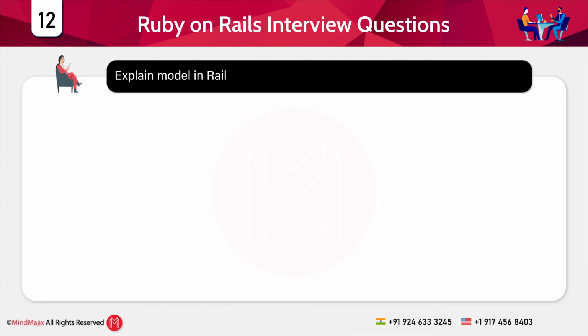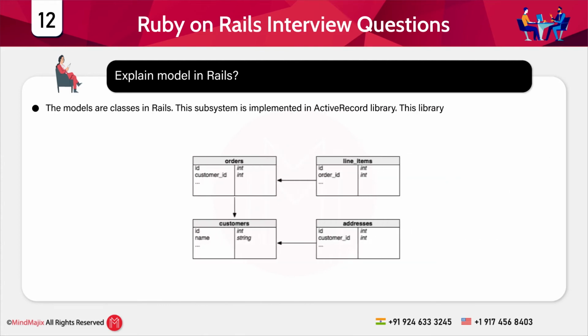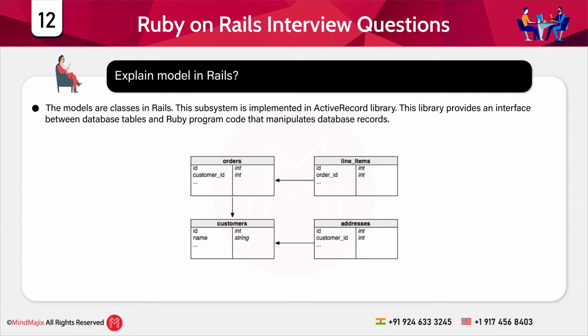Explain models in Rails. What are models? So the models are nothing but the classes in Rails. We have to create the classes. This subsystem is implemented in the Active Record library. This library provides the interface between the database tables and the Ruby program that we use to manipulate the database records.